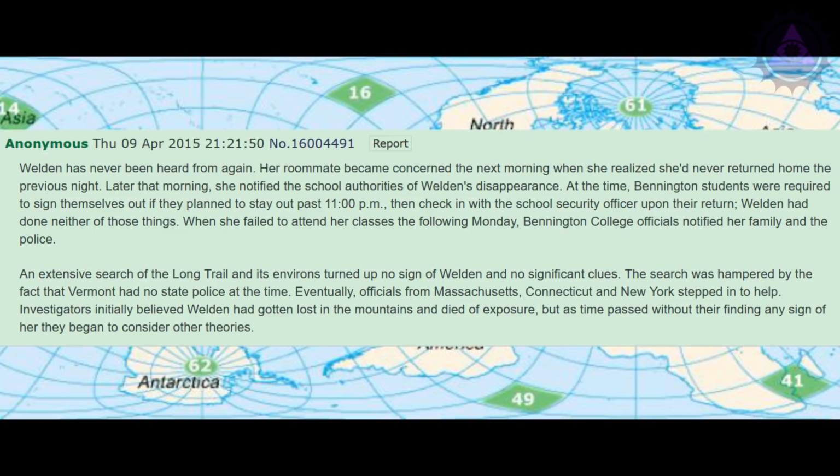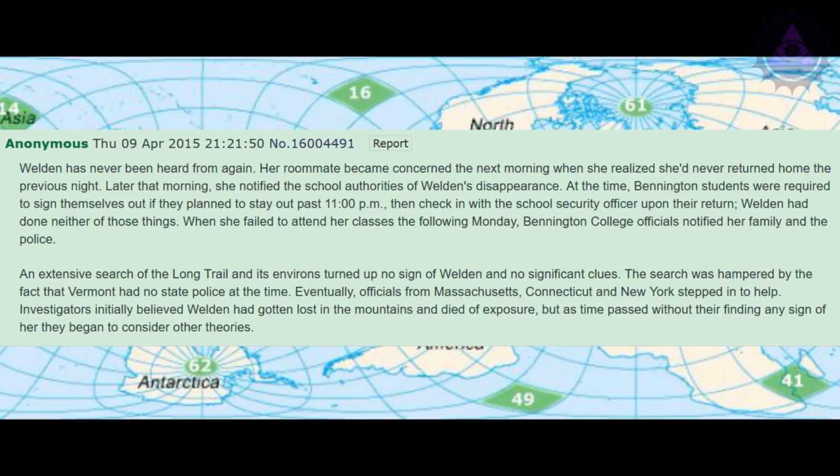Her roommate became concerned the next morning when she realized Welden had never returned home the previous night. Later that morning, she notified the school authorities of Welden's disappearance. At the time, Bennington students were required to sign themselves out if they planned to stay out past 11 p.m., then check in with the school security officer upon their return. Welden had done neither of those things. When she failed to attend her classes the following Monday, Bennington College officials notified her family and the police.